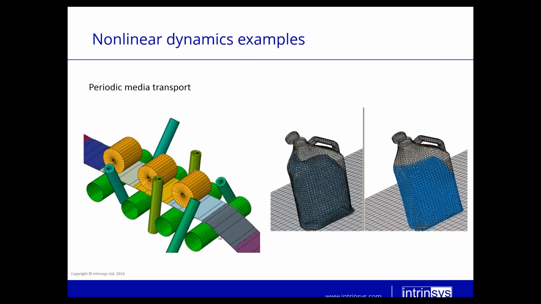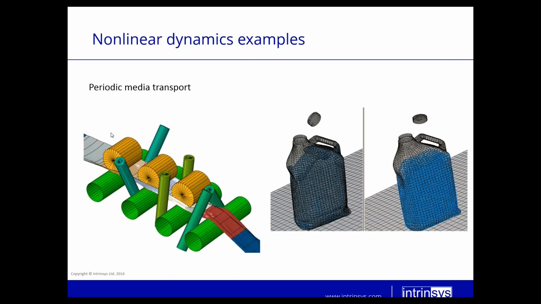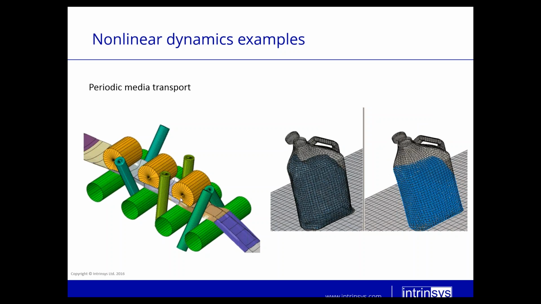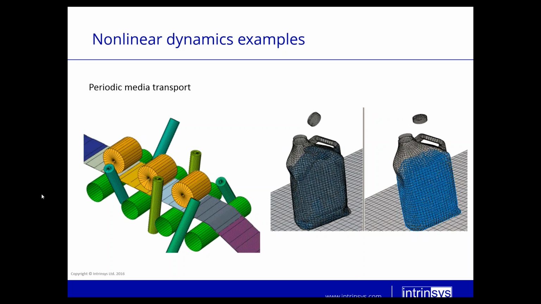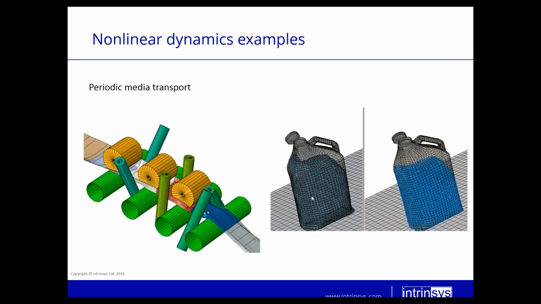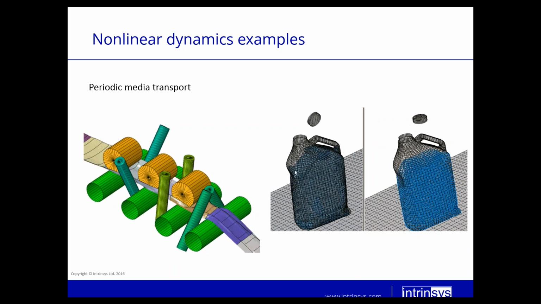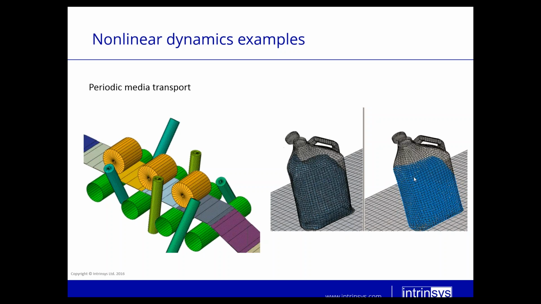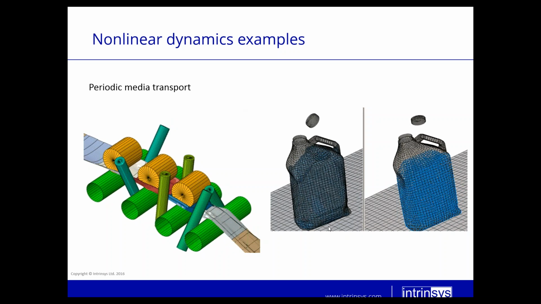Another feature you can use in Explicit is periodic media transport. So what this would do is make this loop, this belt of product, infinite. So it just keeps going and going in your simulation. You can simulate fluid type behavior. So this is a CEL, a coupled Eulerian Lagrangian type analysis, and this is an SPH, which is smoothed particle hydrodynamics.